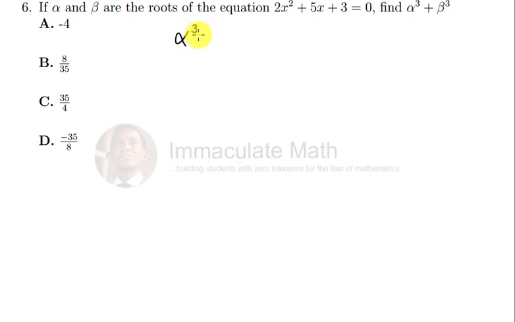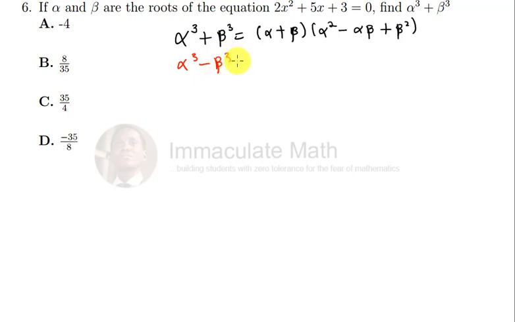One of the identities you must remember in the exam is this: if you have alpha cube plus beta cube, that is alpha plus beta, and you can see that I can write it from my brain. I'm not looking at it from anywhere. This is going to give me alpha plus beta multiplied by alpha square minus alpha beta plus beta square. I want to write another one for you. Suppose you want to use alpha cube minus beta cube, this is going to give us alpha minus beta, then alpha square plus alpha beta plus beta square. I'm not interested in this. It is the first one I'm going to use.